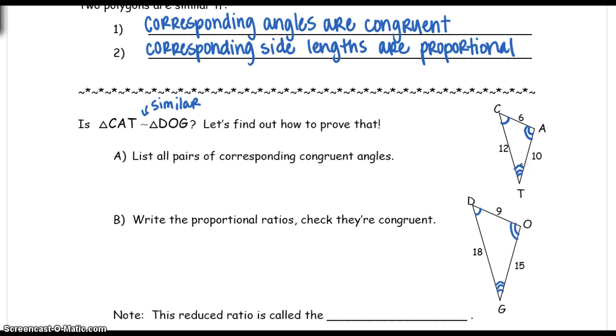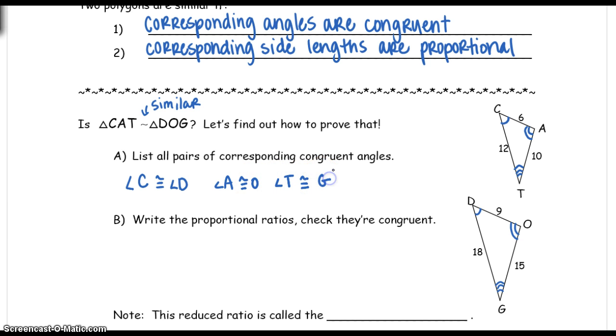So the first thing they want you to check: list all the pairs of corresponding congruent angles. Now you could look at the picture and say, ooh, C and D, they have the same arc mark, so those two must be equal. But using the picture is fine. I tend to use this right here. So are C and D equal? They are. And then look at this. A is in the middle, O is in the middle. Are A and O equal? They are. They both have two arc marks. And then T and G, are they? You look there, and they are. So you would say angle C is congruent to D, angle A is congruent to O, and angle T is congruent to G.